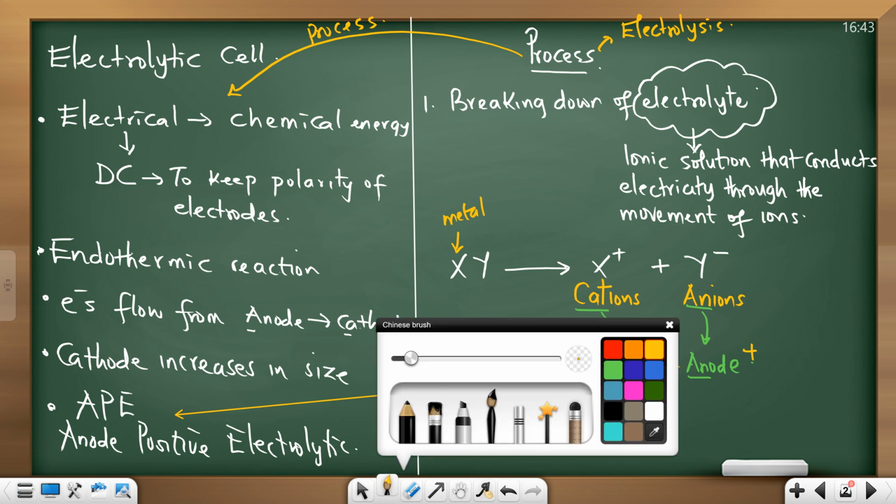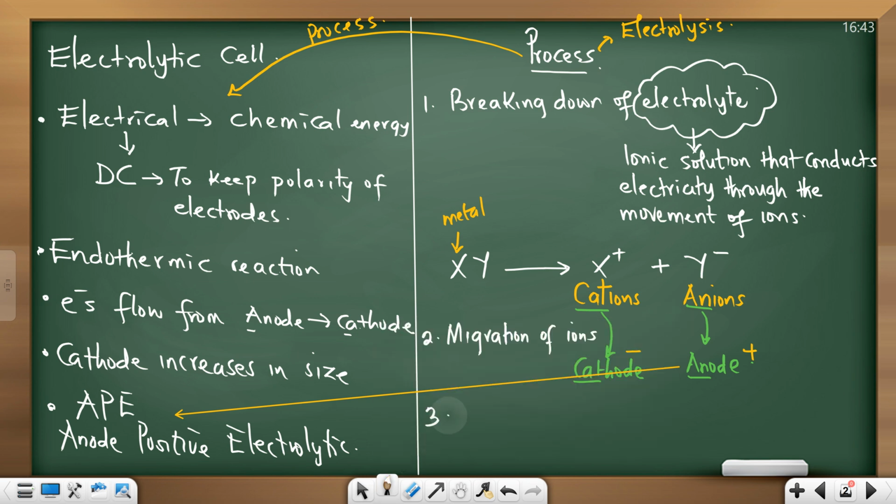And step number 3. What is step number 3? Redox. What does redox mean? Reduction and what? Oxidation. Where does reduction occur?